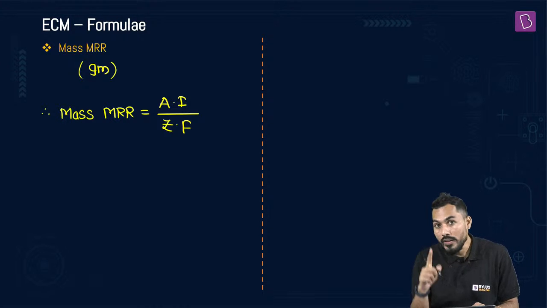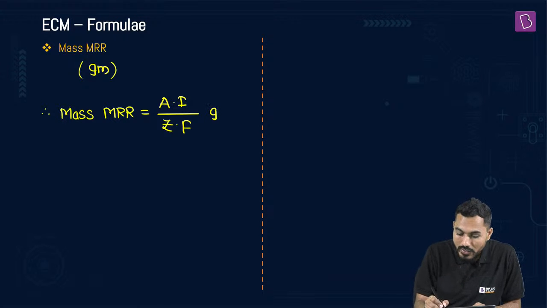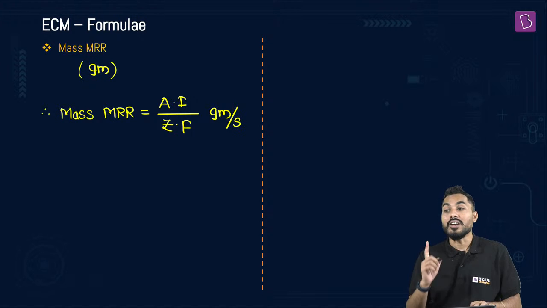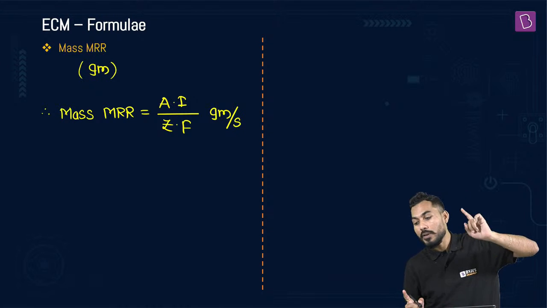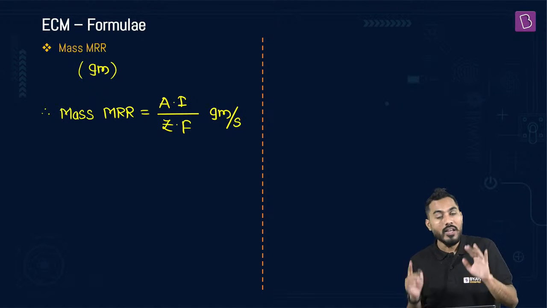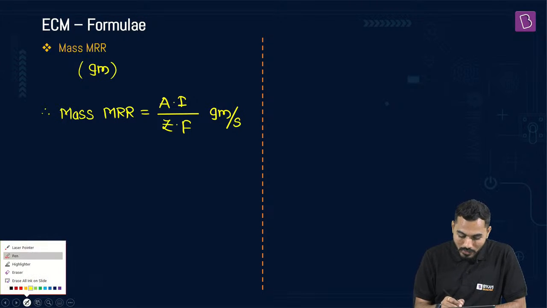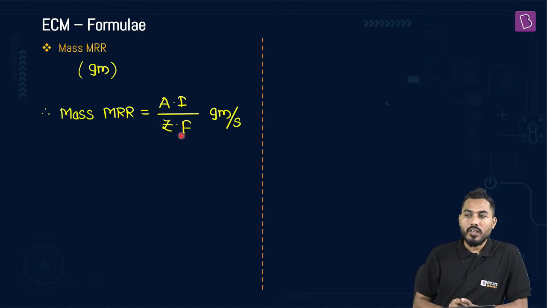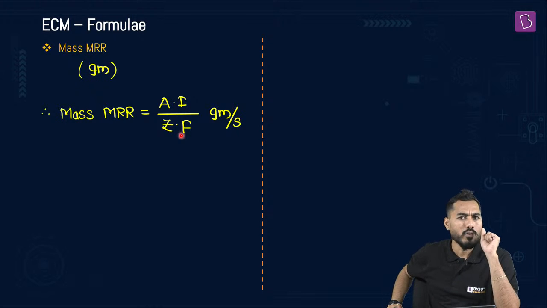So if I put all these values in proper units, my unit comes out as gram per second, because we are talking about a rate. A rate has to be always measured with respect to time, and time is always second in a standard unit. Therefore, mass material removal rate is exactly equal to A into I divided by Z into F. Now in the GATE examination, what tricks do they use, do you know that?